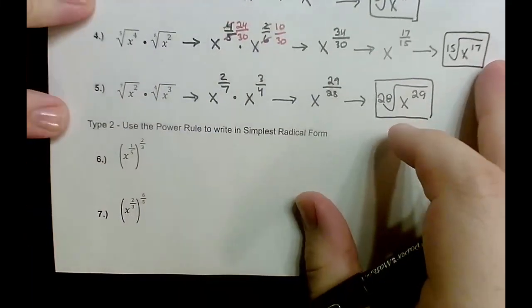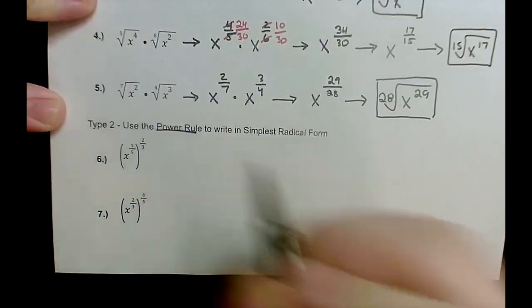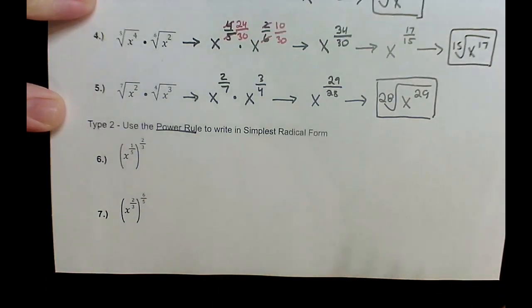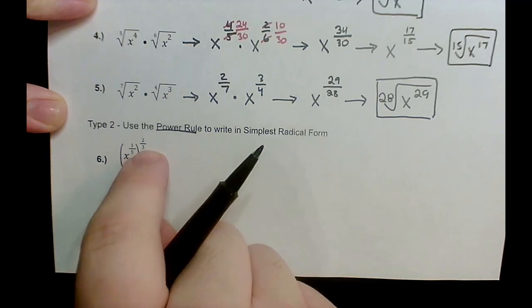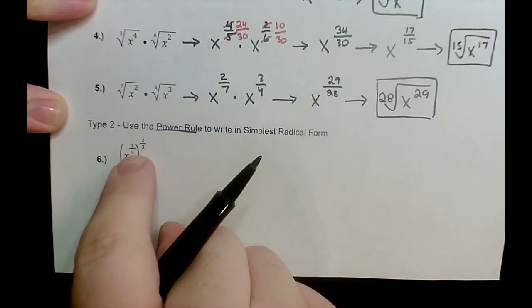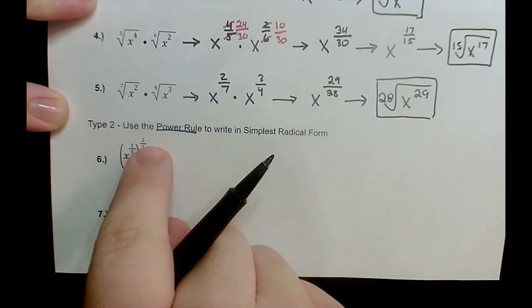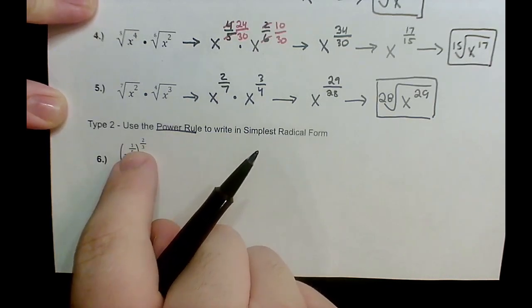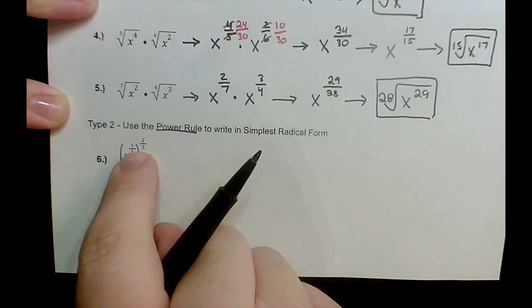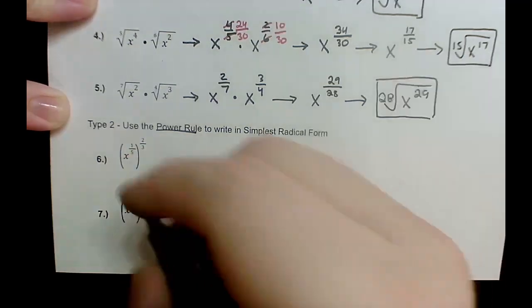Okay, type 2, the power rule. How we know we've got the power rule is whenever we've got an exponent that has another exponent. Here we've got two different fraction exponents. Well, all we've got to do is multiply them. And to multiply fractions, you just say the top times the top and the bottom times the bottom.